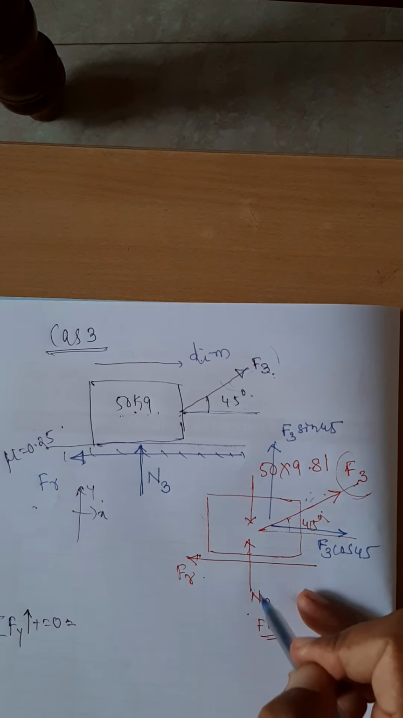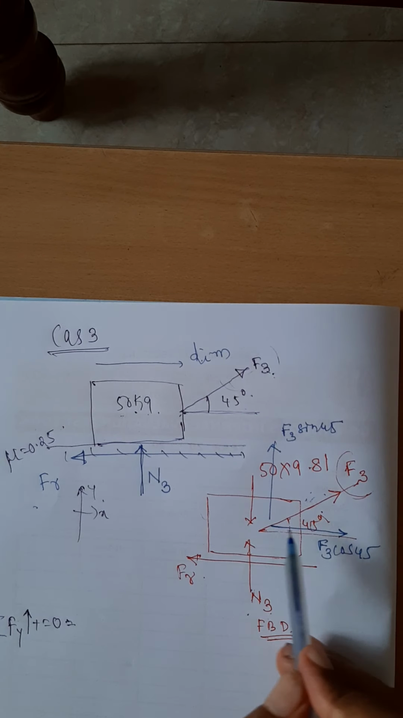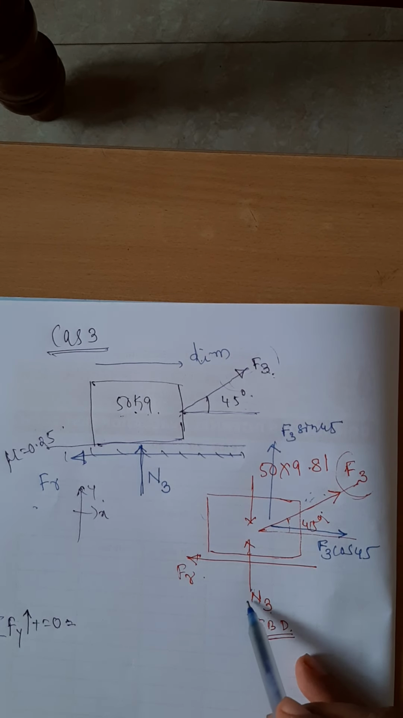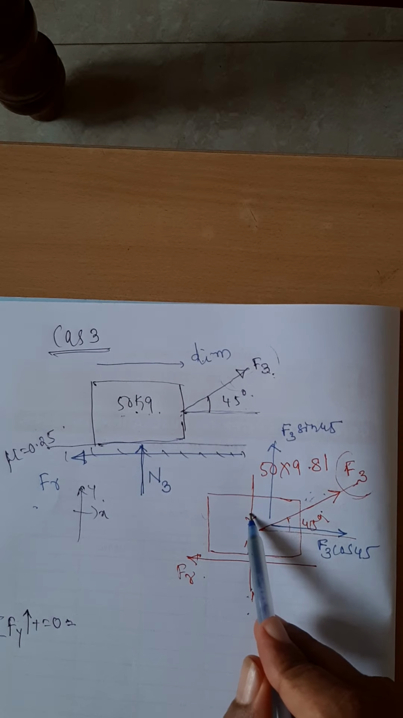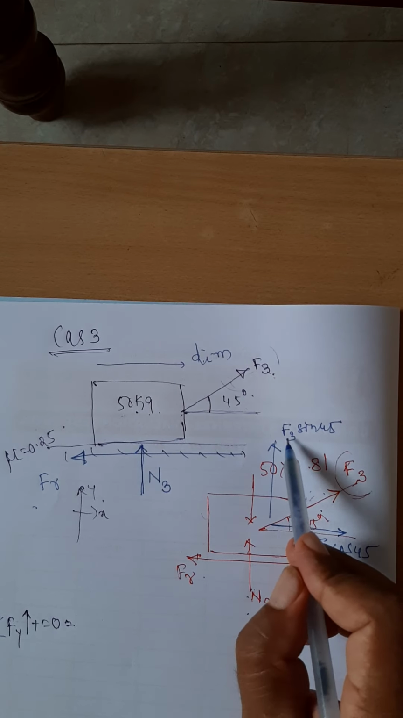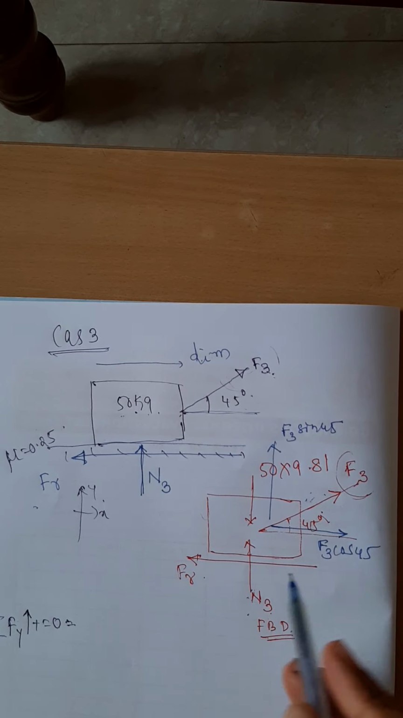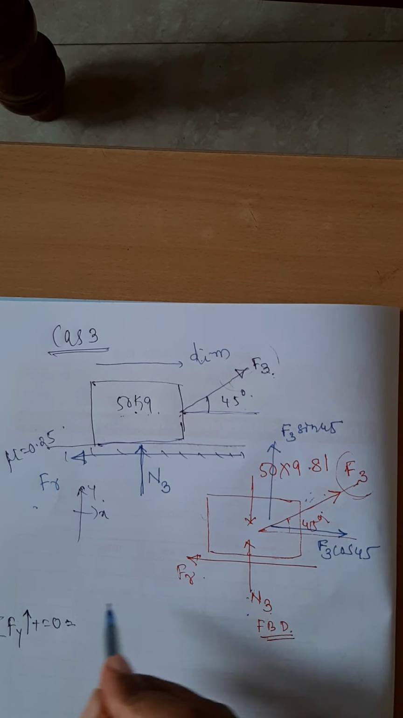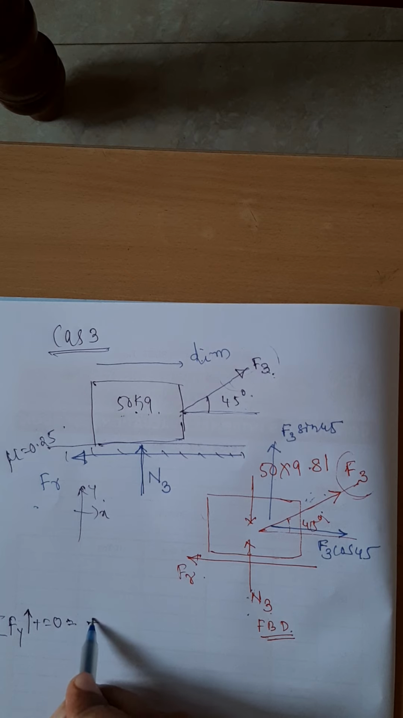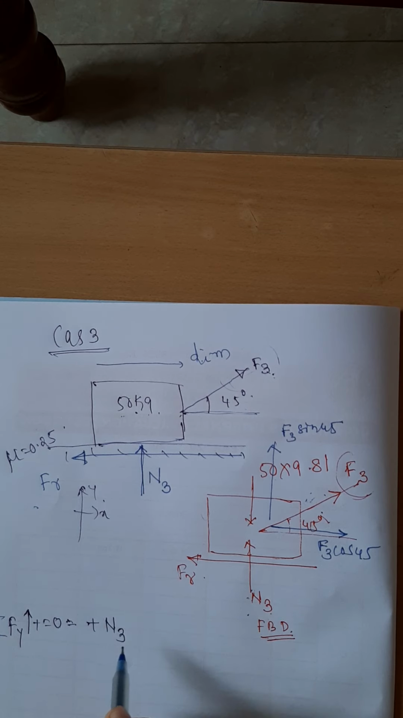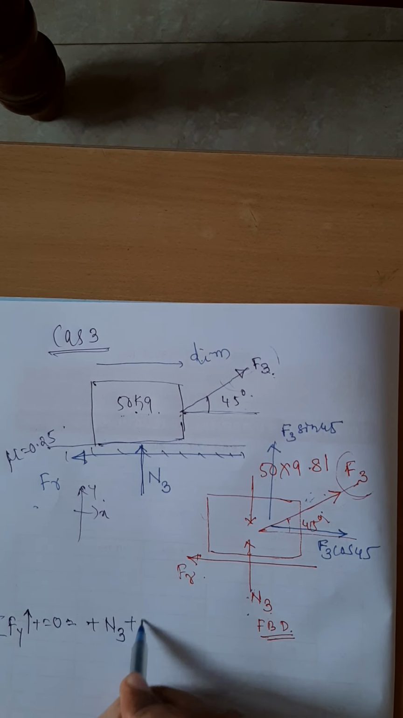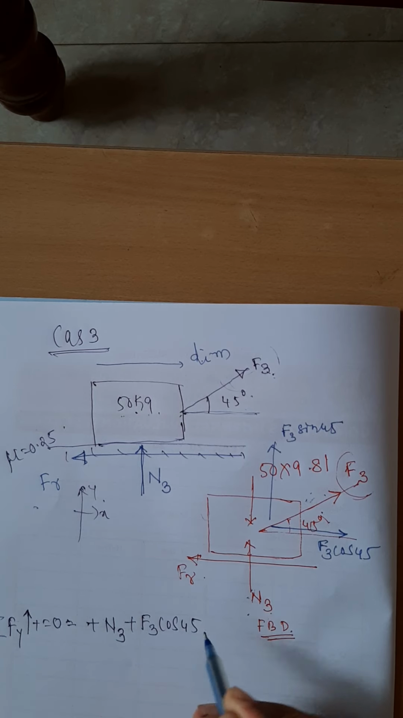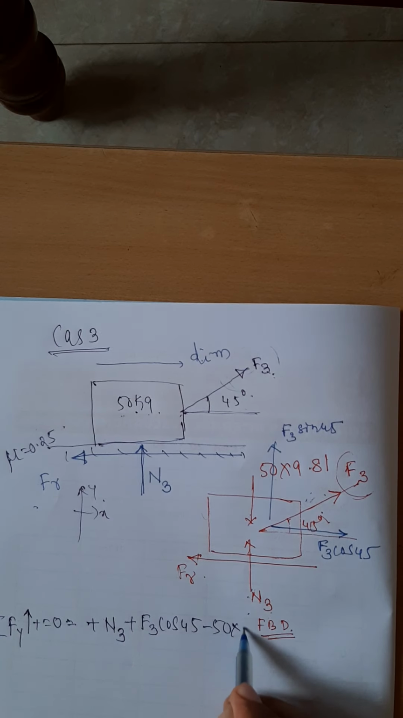Yes. See what are all the forces acting in y direction? Here three forces are there. One is N3, one more is 50 into 9.81, one more is F3 sin of 45. Yes, 50 into 9.81 is acting down and N3 is acting up, positive. N3 plus F3 sin of 45 minus 50 into 9.81.